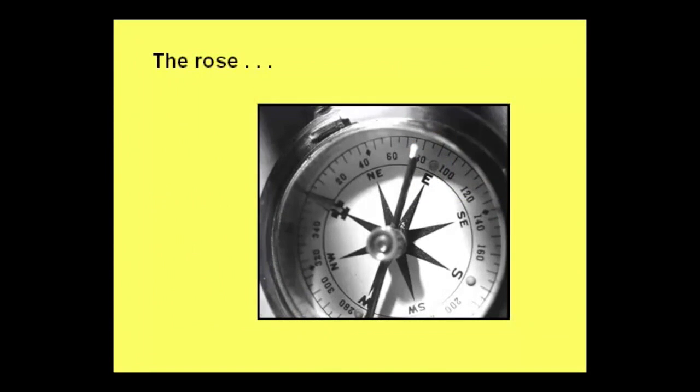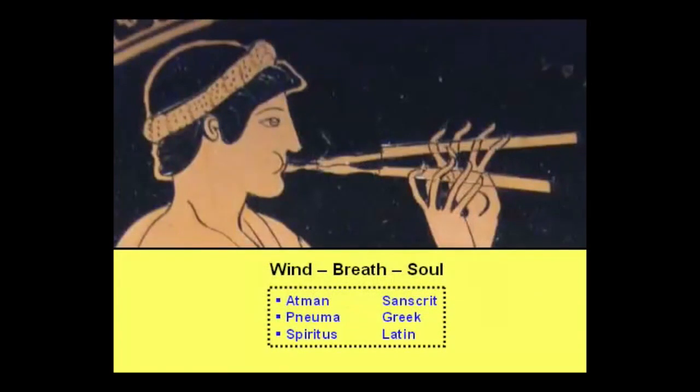The rose has connected the known and unknown, far and near, as a reference system for the sailor defined by the winds. The wind itself goes by several names: Atman, Pneuma, Spiritus. All of them mean wind, breath, and soul.